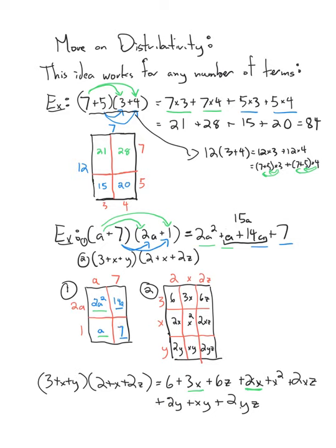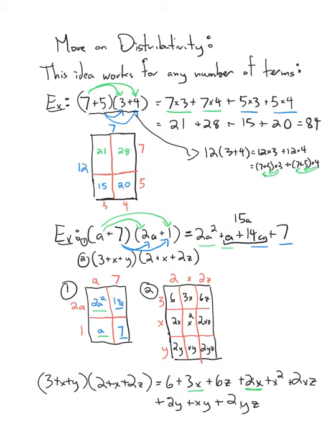And then, of course, we just combine our like terms. So I notice that I have an a and a 14a. Adding them together, I get 15a. So the final answer for this one is 2a squared plus 15a plus 7.